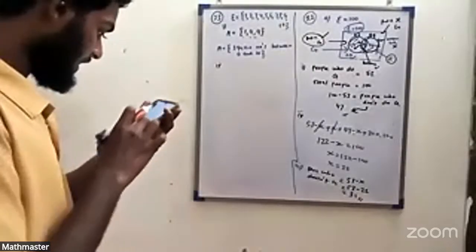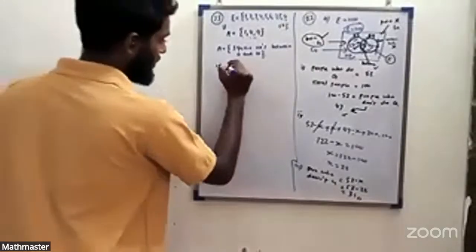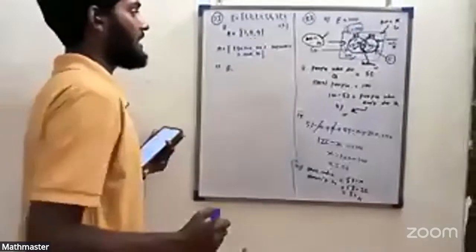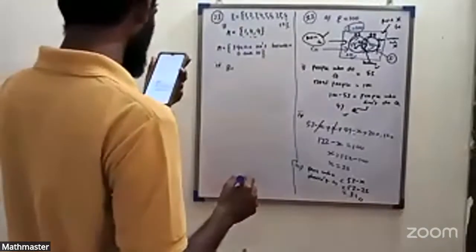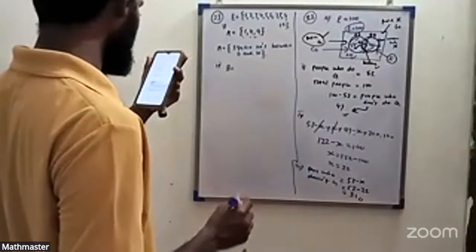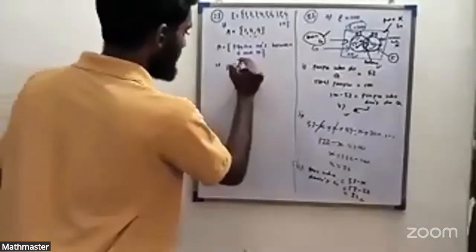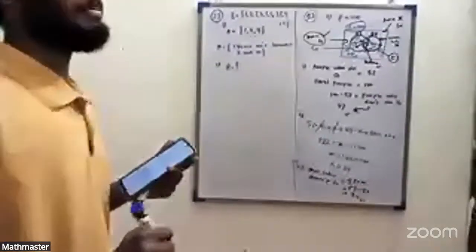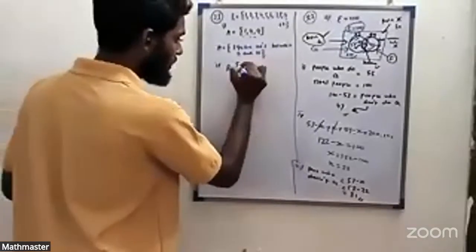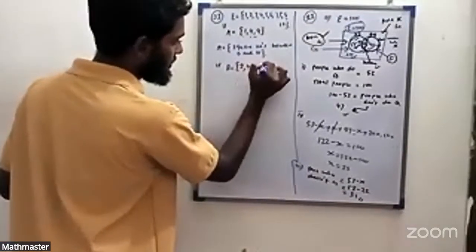Second one, write set B as listing elements. Next method. Write set B as listing elements. So what is set B? The even numbers between 1 and 10. So what are the even numbers between 1 and 10? 2 will come, 4, 6, 8.